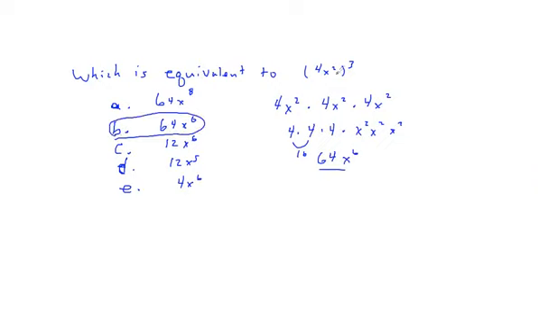Now, you could have also split up these factors and made them cubed. So I'd have 4 cubed, x squared cubed, and 4 cubed is 64. And then when you have a power of a power, you multiply those exponents. So it's x to the 2 times 3, or again, we get 64x to the 6th.